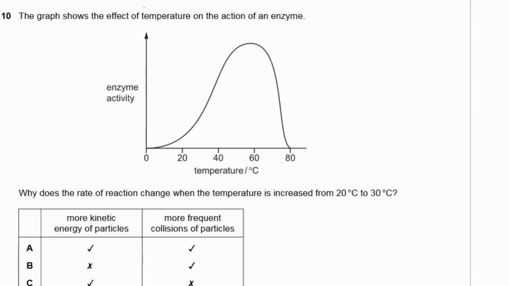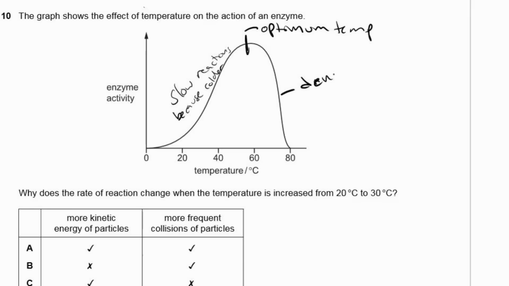Question 10. The graph shows the effect of temperature on the action of an enzyme. Well, pretty much any enzyme will have the same graph. We'll have our enzyme activity up the y-axis, temperature in degrees Celsius at the bottom. This will be our optimum temperature, well, maybe a little bit over the optimum temperature. This will be slow reactions because it's colder. This will be denaturing of enzymes.